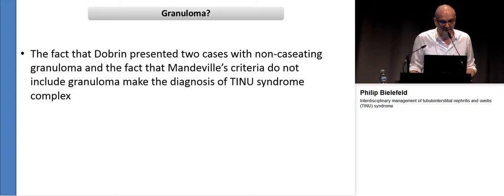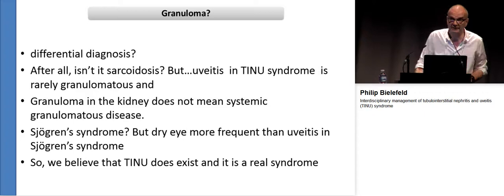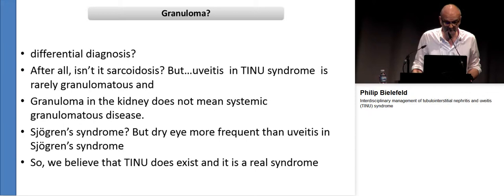So, one could say finally, TINU syndrome, isn't it sarcoidosis? But uveitis in TINU syndrome is rarely granulomatous, and granuloma in the kidney does not mean systemic granulomatous disease. Couldn't it be Sjögren's syndrome? But dry eye is more frequent than uveitis in Sjögren's syndrome. So we believe that TINU exists and that it's a real syndrome.